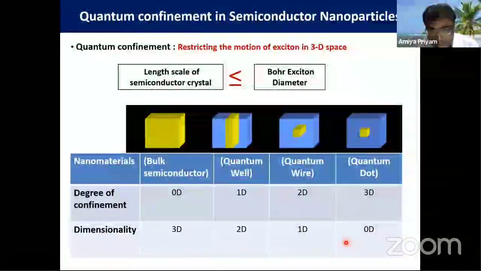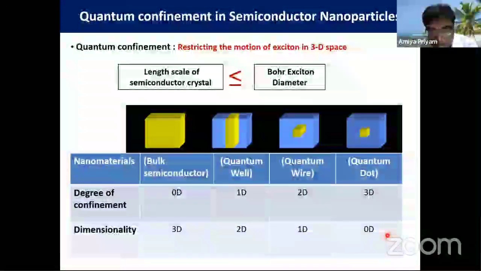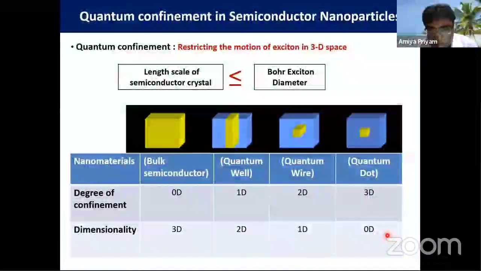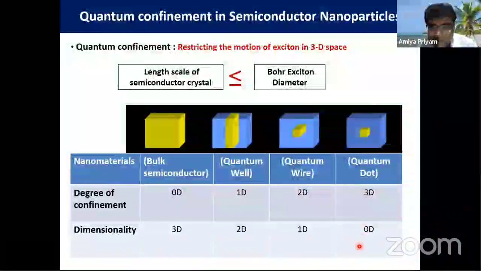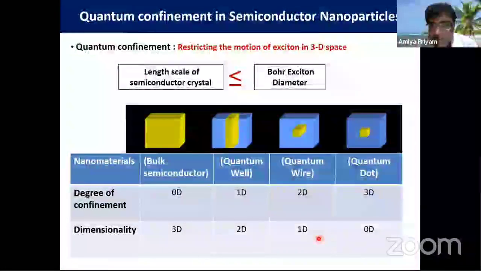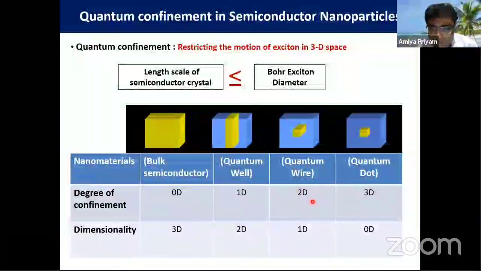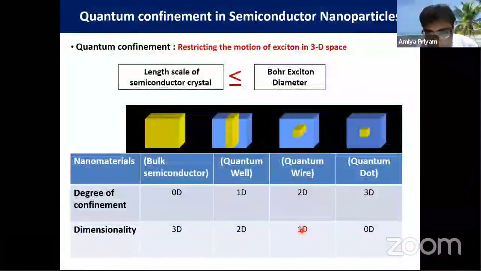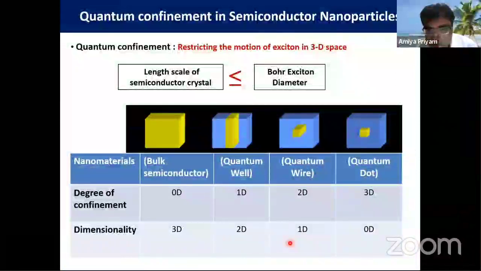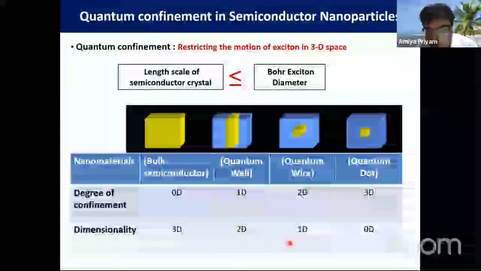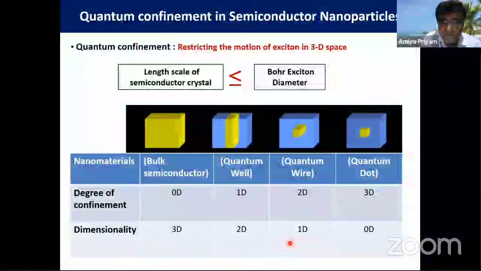Just now, as I told you, a quantum dot is said to be a zero dimensional system, or we say that it is confined in all three. We have achieved three-dimensional confinement. Both are a correct way of expressing the same thing. In a quantum wire, you have two-dimensional confinement, and it is said to be a one-dimensional system because the exciton can execute free motion only in one direction.